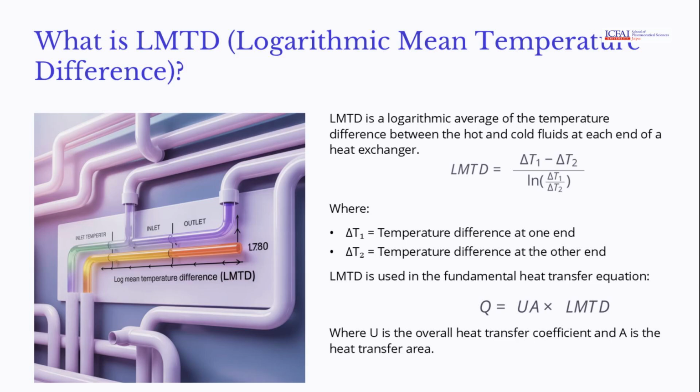LMTD, or logarithmic mean temperature difference, is a logarithmic average of the temperature difference between the hot and cold fluids at each end of a heat exchanger. It is used in the fundamental heat transfer equation to calculate the overall heat transfer rate, considering the temperature differences at the inlet and outlet.